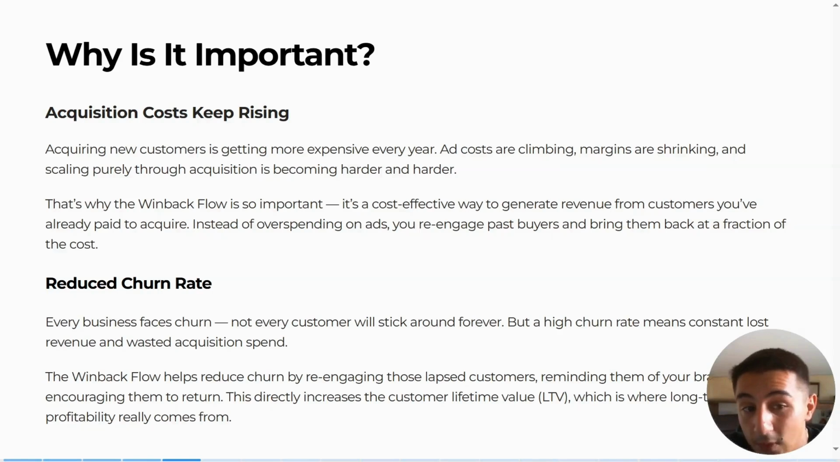So in short, the win-back flow is important because it helps you generate more revenue from customers you've already paid to acquire, which means you can rely less on ads, and it will help you reduce the churn and increase the lifetime value of your customers.